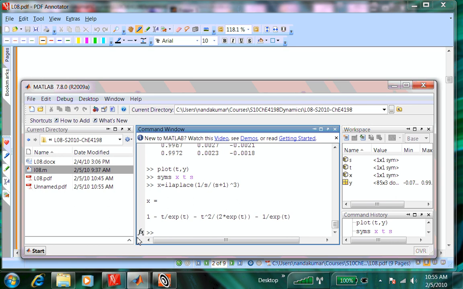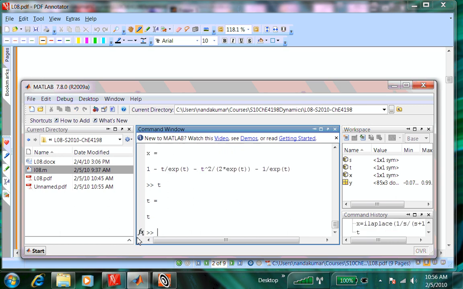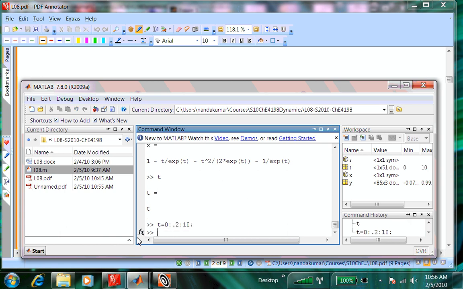Now I can create a graph again. So let's just say xa for the analytical one. Let me create a vector t. Well, I can use the t already because I have t here. Do I have t? No, I guess not. So t is equal to 0:0.2:10. Okay, and then x analytic. I want you to ask me if there are any questions. If you're not following what I'm doing, okay? It is equal to subs x comma t.